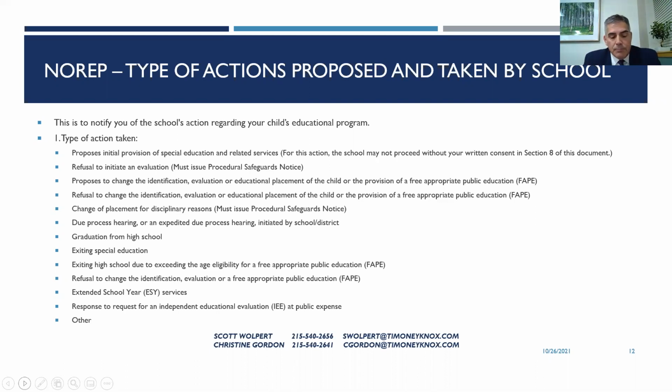And then finally, we're not going to spend a lot of time talking about this during this presentation, but an important topic, response to requests for an independent educational evaluation at public expense. If you disagree with a district evaluation or reevaluation, and you've asked the school district to fund, to pay for a private evaluation by an evaluator you choose, and the school says no, they should issue a NORP and say, we're not going to do it.